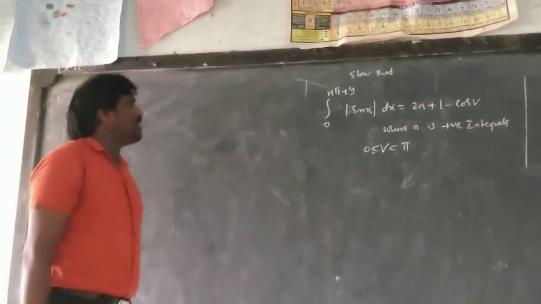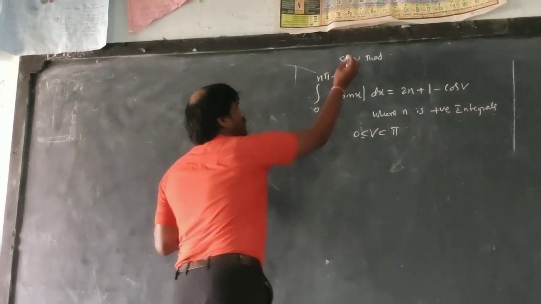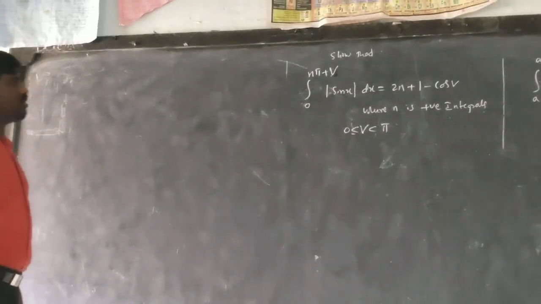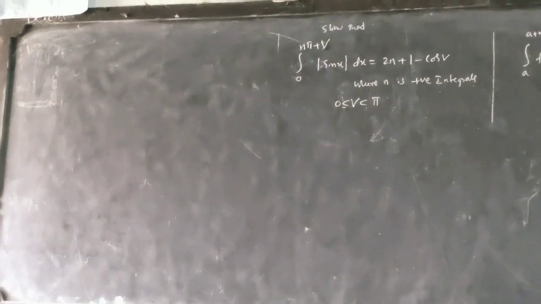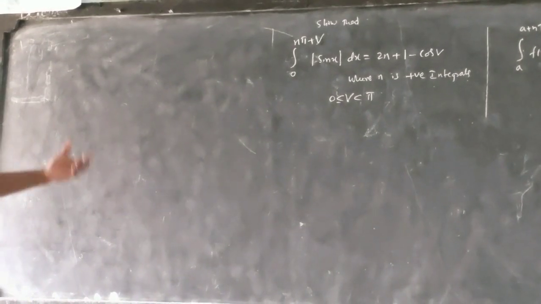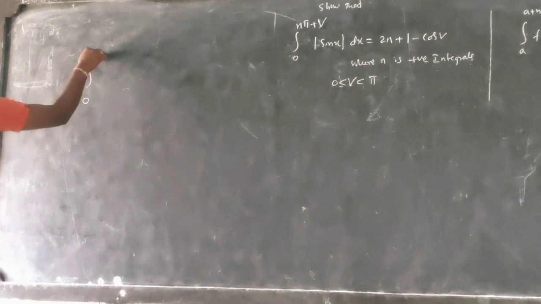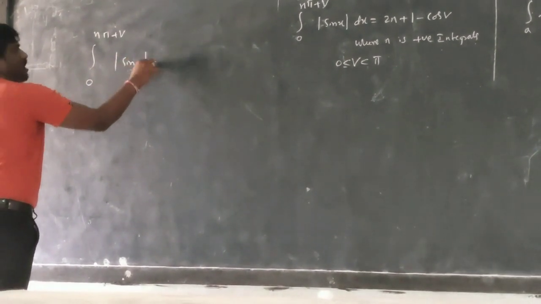So let us see here, friends: the integral from 0 to n pi plus b of mod sin x dx. You have to prove that it is equal to 2n plus 1 minus cos b, where n is a positive integer and b lies between 0 and pi. Let us see how to solve this integral.